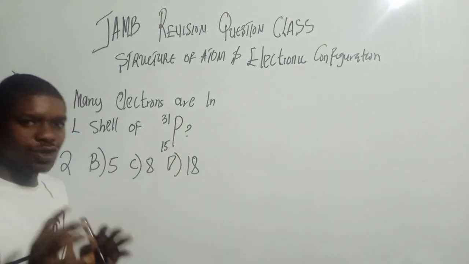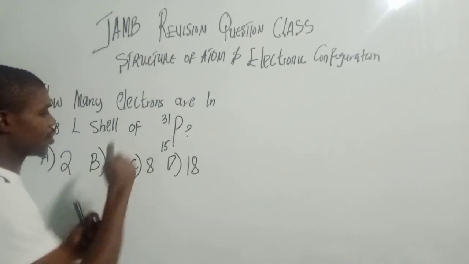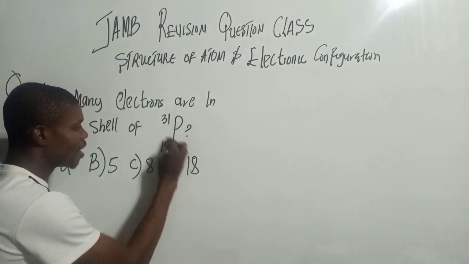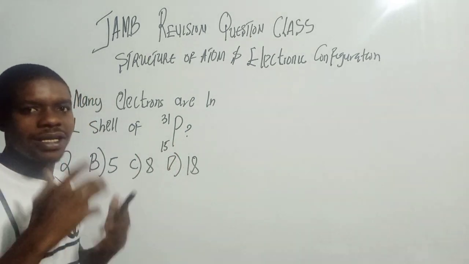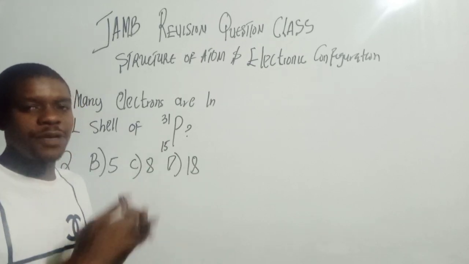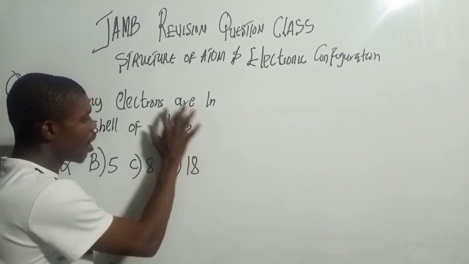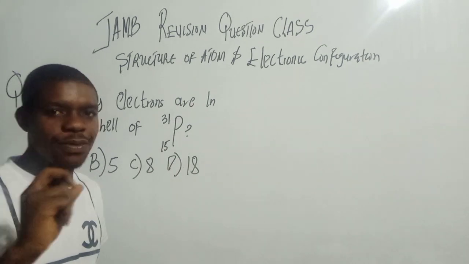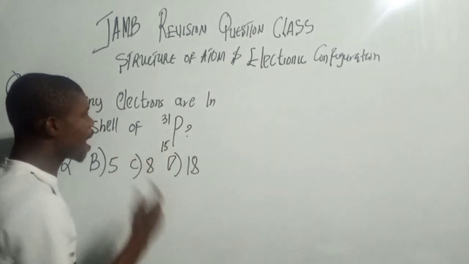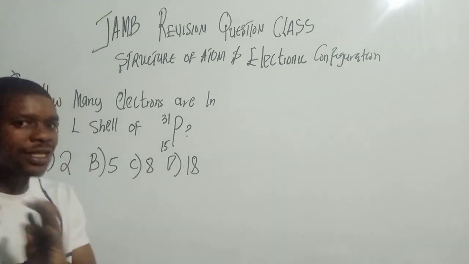This is the atomic number. When it comes to electrons here, you really want to understand that it is this one that is being used for writing electronic configuration. Now, in a neutral atom, the proton number and the electron number are the same. So this phosphorus here has atomic number of 15 and electron number of 15. Now, they're asking how many electrons are in the S shell.